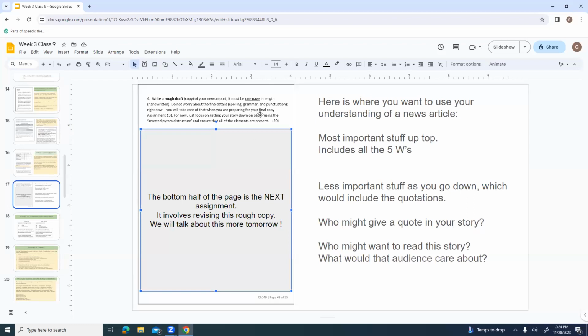Here is where you need to use your understanding of a news article. The most important stuff has to be up top, include all the 5 W's. Less important stuff as you go down, which would include any quotations. And we're going to think about all these things. Who might give a quote? Who wants to read the story? What would the audience even care about?